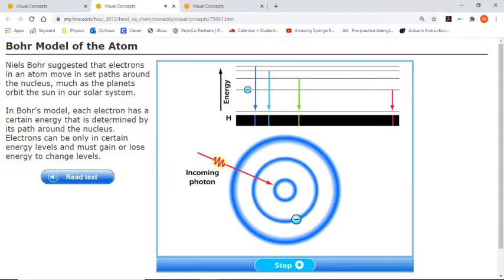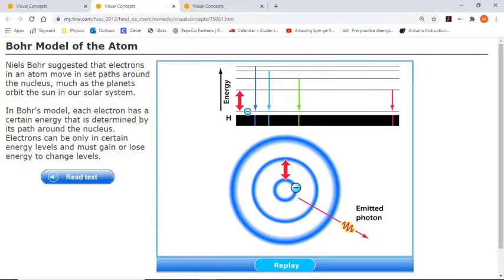When a hydrogen atom is in an excited state, its electron is in a higher energy orbit. When the atom falls back from the excited state, the electron drops down to a lower energy orbit, and a photon is emitted. The emitted photon has an energy equal to the energy difference between the higher energy orbit and the lower energy orbit.